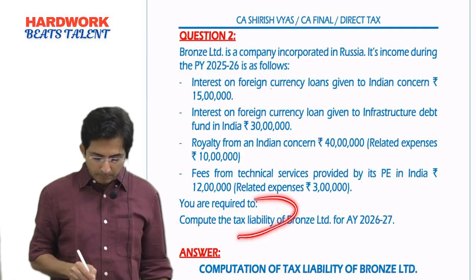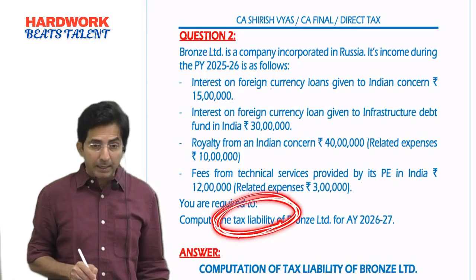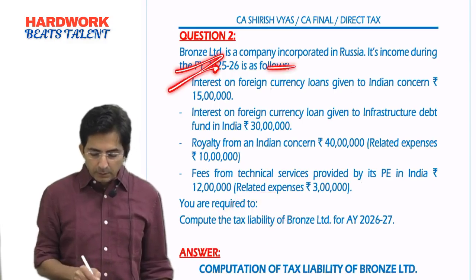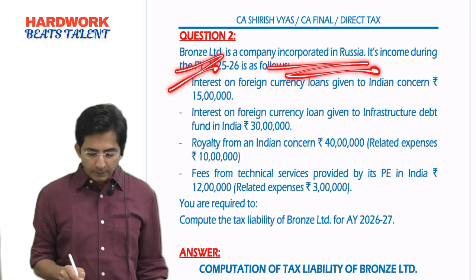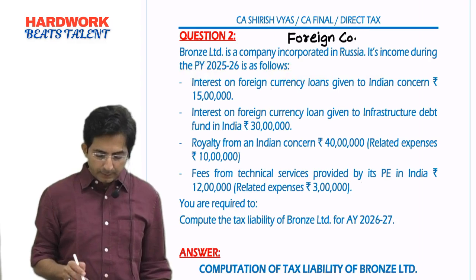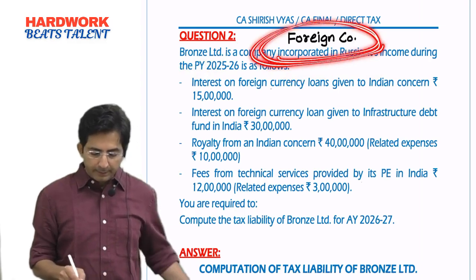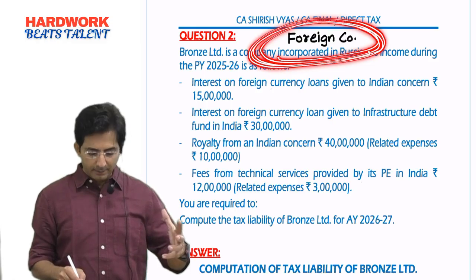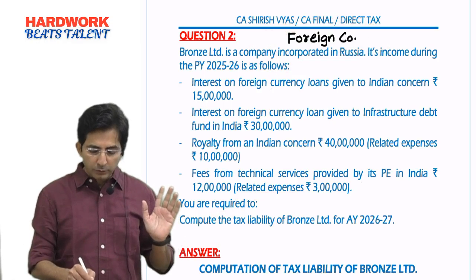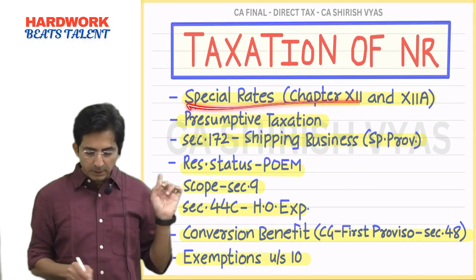So here, because the question is on tax liability, I got a hint. Plus, the company given in the question is a foreign company. Can you see, Bronze Limited incorporated in Russia? Foreign company means they have created a situation of NR and tax liability. That means you have to use this knowledge, special rates knowledge, okay?